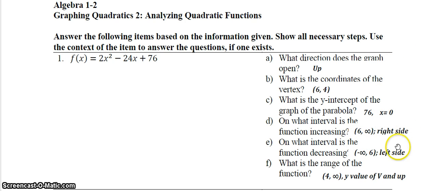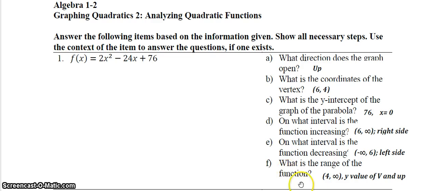The function's increasing. The parabola is dropping into the vertex. It's falling into the vertex to the left side of the vertex. So from the left of 6, from less than 6, so from negative infinity, which is to the very, very far, far, far left, to 6. That's where the function's decreasing. So the y values are dropping until we get to 6, and then past 6 it goes up.